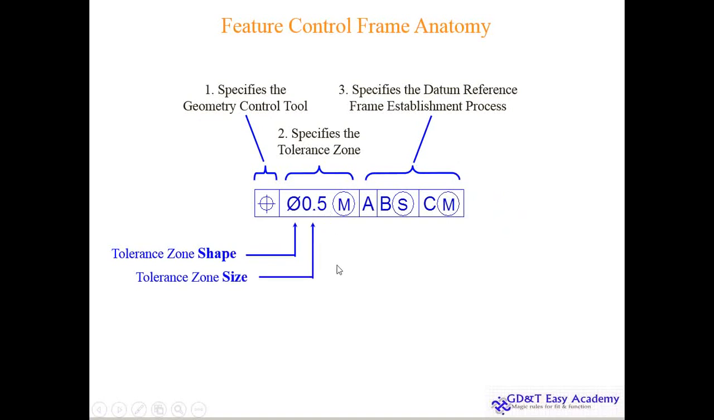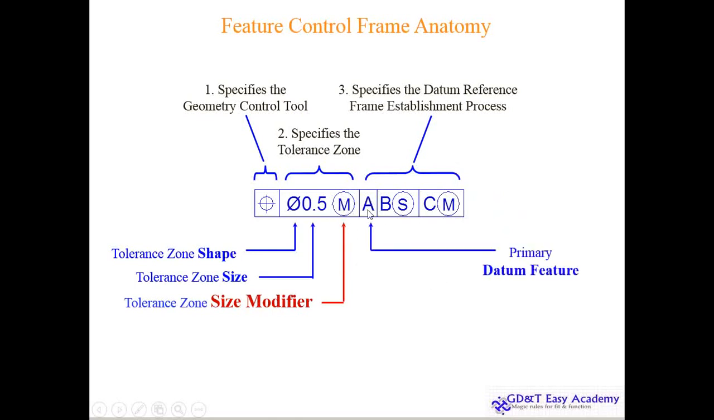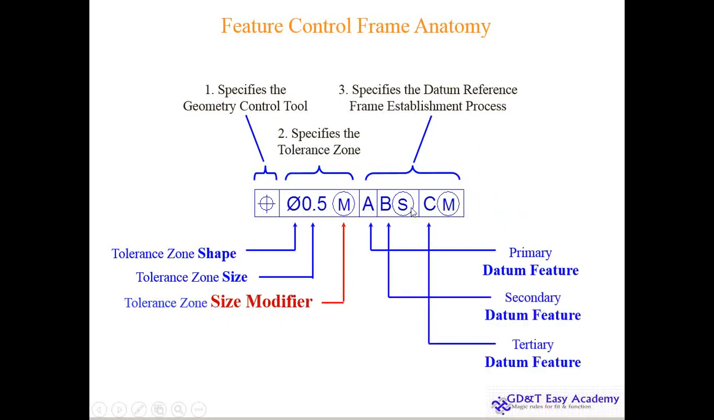Tolerance zone size, this is the 0.5 here. And this is the tolerance size modifier, that is MMC. And this is the primary datum, 3 degrees of freedom restricted, 2 degrees, secondary datum, and 3 degrees. Again, these are the mobility modifiers, where you can go for the rocking, or you can say the shaking of the plane. This is not absolute the diameter change or the thickness change.